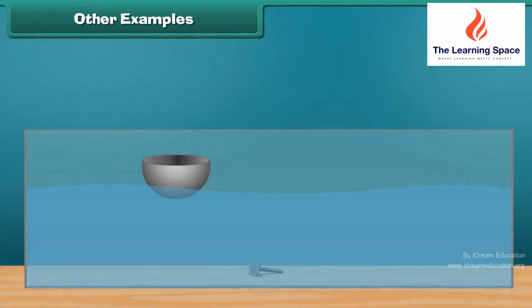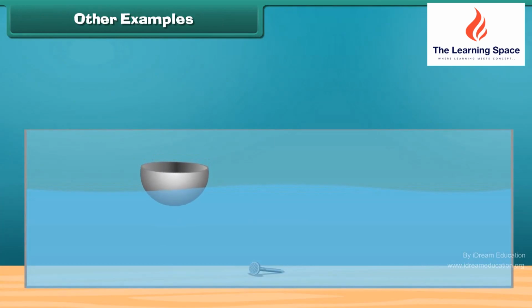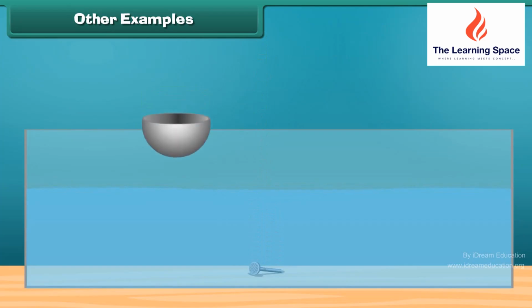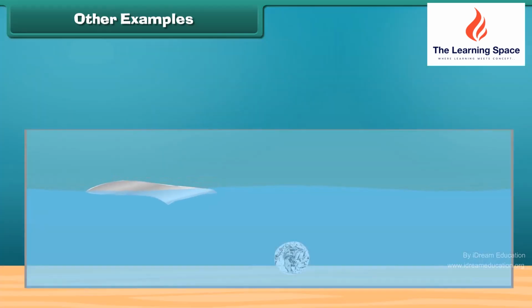Other examples. The iron nail sinks in the water, but the katori made of steel floats. This happens because the weight of water displaced by the iron was less than it, but the weight of water displaced by the katori was more than it. Similarly, the aluminum foil floats on water when it is spread out. When pressed tightly into a ball, it sinks.